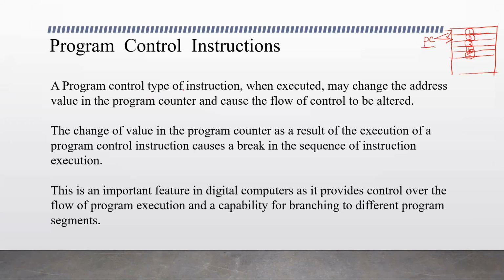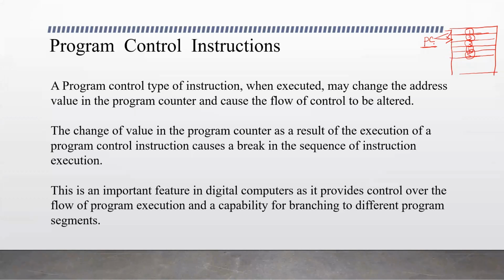So the program control type of instruction, when executed, may change the address value in the program counter and cause the flow of control to be altered. So the sequential execution can be altered by changing the value of this program counter. Correct? This is the register that tells what is the next instruction to be executed.